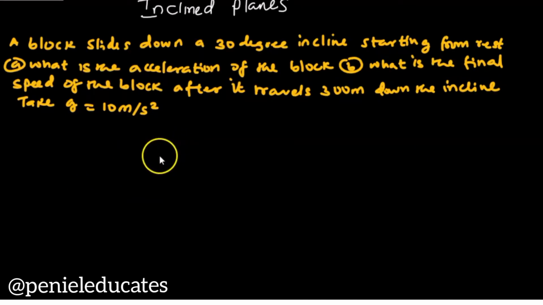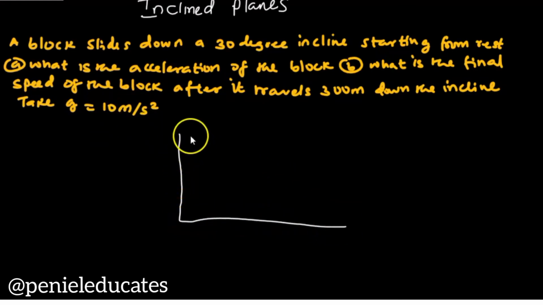A block slides down a 30-degree incline starting from rest. A. What is the acceleration of the block? B. What is the final speed of the block after it travels 300 meters down the incline? And we're asked to take g to be 10 meters per second squared. So if we quickly draw it, we have the incline, a block like this.